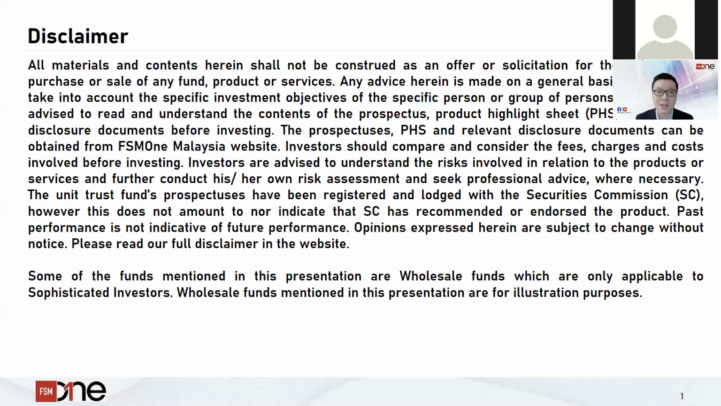The funds mentioned today in this presentation are wholesale funds, which are only applicable to sophisticated investors. These wholesale funds mentioned in this presentation are purely for example or illustration purposes.